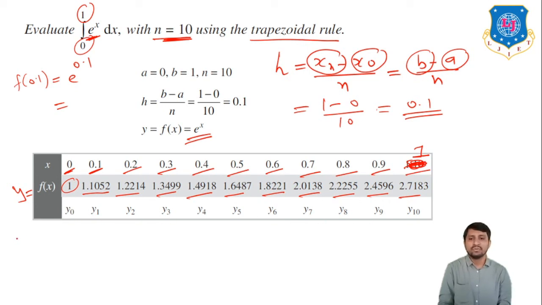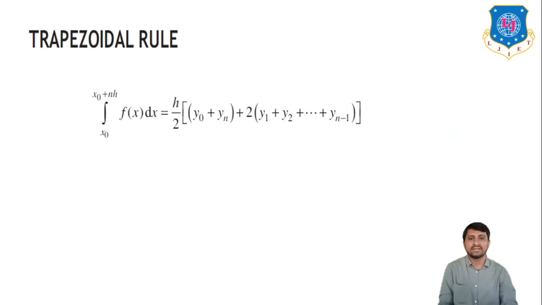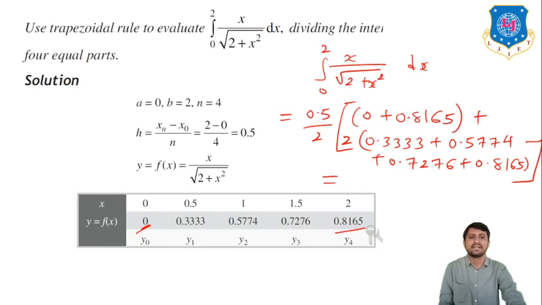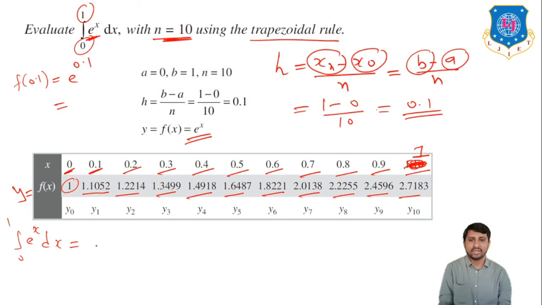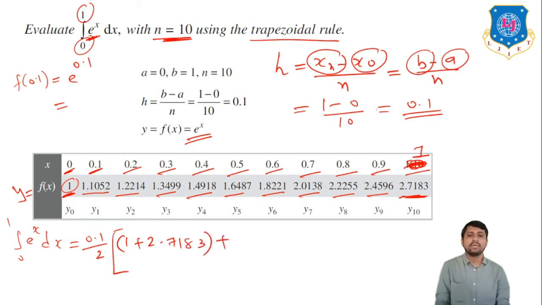When we use the trapezoidal rule, integration from 0 to 1 of e raised to x dx is equal to h by 2. What is your formula? Don't forget the formula: h by 2, y0 plus yn plus 2 into all other values. So h is 0.1 by 2, y0 plus yn. Y0 is the first value and yn is the last value. So 1 plus the last value 2.7183, and plus 2 into all other values.